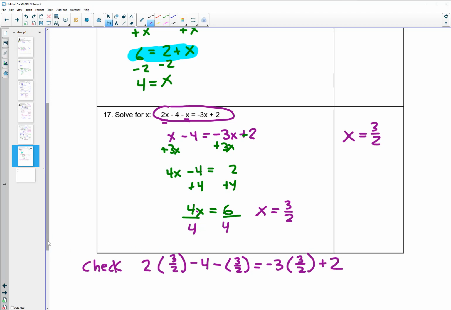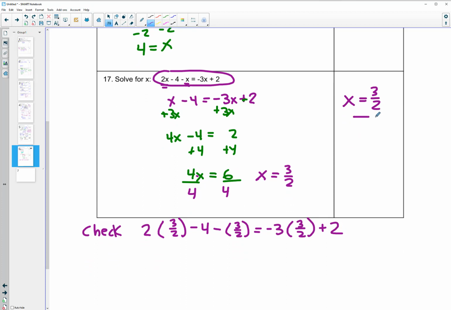Not the easiest check in the world, but it works. So I just took my answer, I plugged it in for where x is, because that's what I'm claiming that x is equal to, and it should be equivalent, right? I should get like 5 equals 5 or 10 equals 10 or whatever. So 2 times 3 halves, right? That's 2 over 1 times 3 over 2 is 3 minus 4 minus 3 over 2 equals, now this is minus 3 over 1, right? So I get negative 9 halves. So negative 9, 2 times 1 is 2, plus 2.